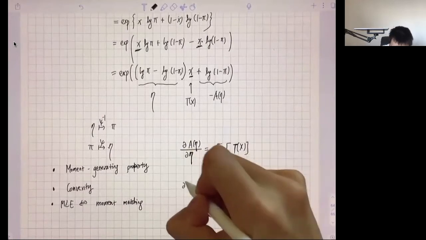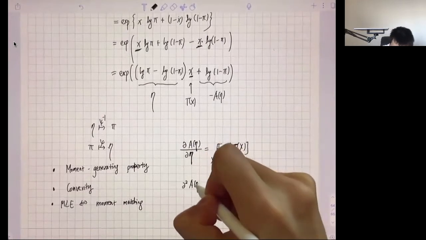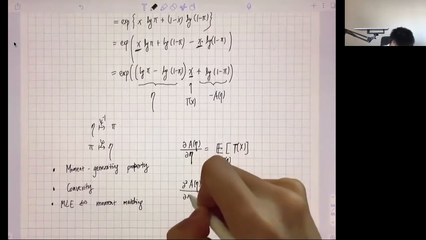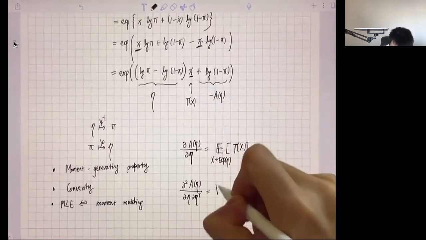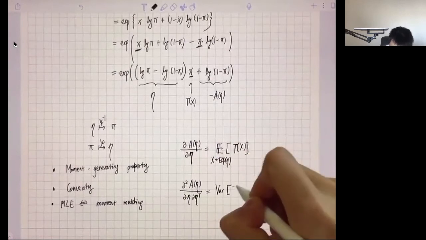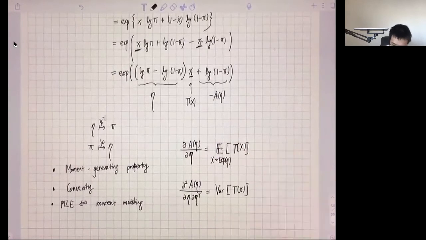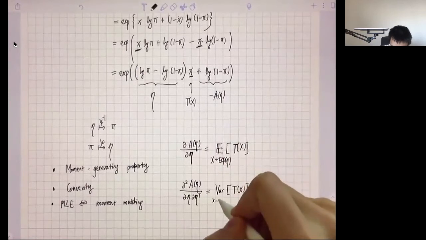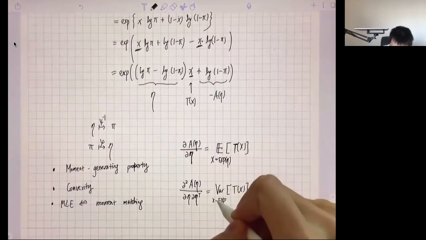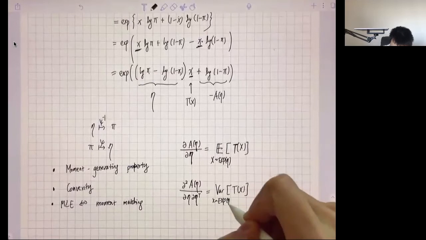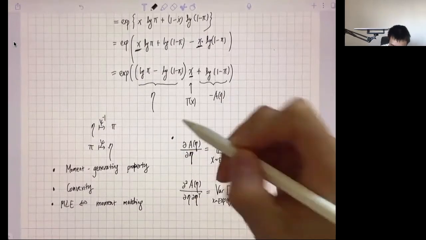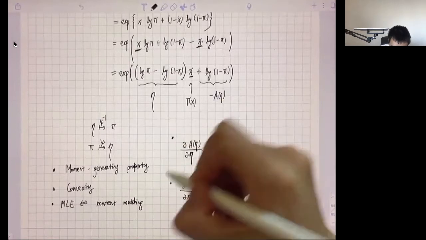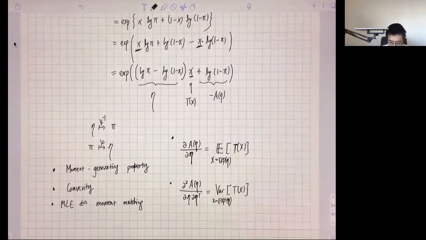And the second order derivative is, so this is the Hessian, okay? The variance of T(x), where the x is also generated by the exponential family. Okay. I'm going to prove one. And definitely the first order derivative is much easier than the second order derivative. So I'm going to prove one.